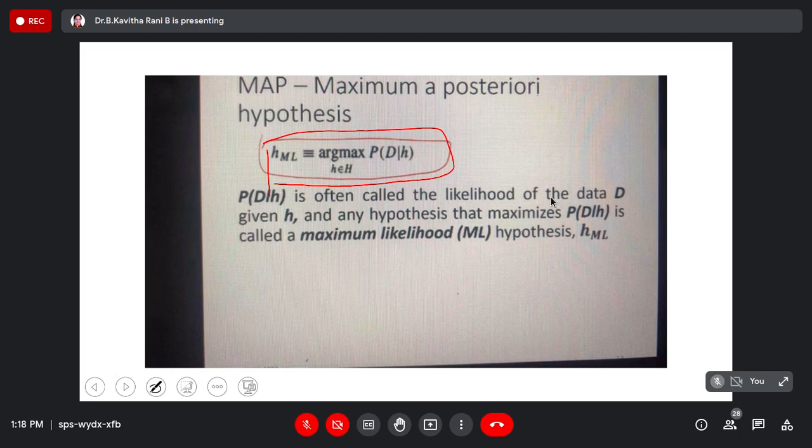Probability of D given H is often called the likelihood of the data D given H. The hypothesis H is the one which is likely given the data, that we have to see here. This is called the maximum likelihood hypothesis, H of ML. ML is nothing but maximum likelihood. So we have to see which hypothesis is maximum likelihood to the data set.